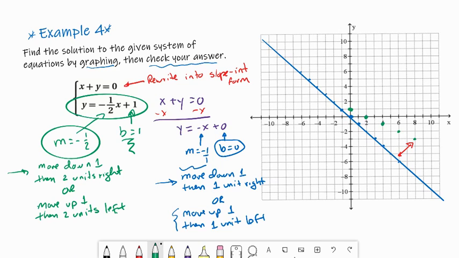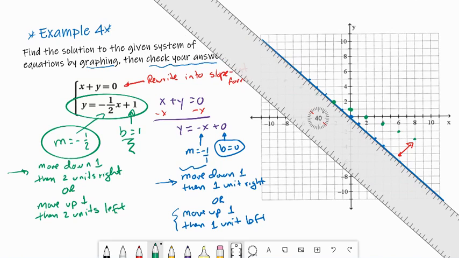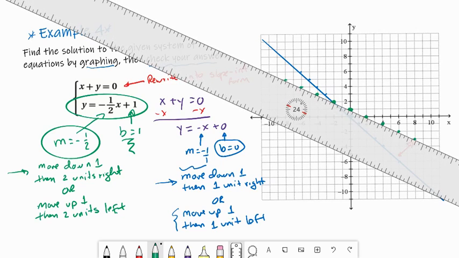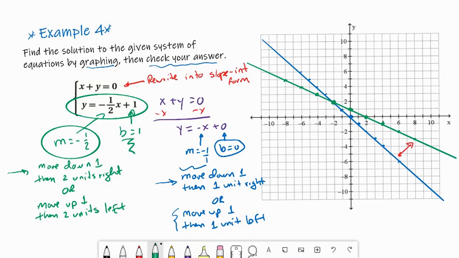So from my y-intercept, I go up 1, 2 units to the left. I already found my intersection point. I hit the other line. I'm just going to generate a couple more points so that my graph will be precise. I'll bring my straight edge back in here, line it up with my points. And now I will circle the point of intersection, and the coordinates there are -2, 2. So now we need to check this answer.